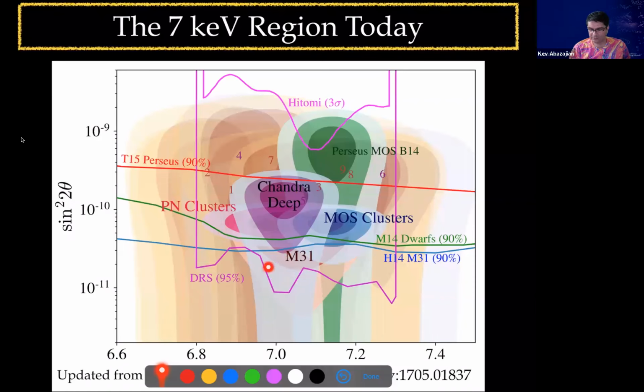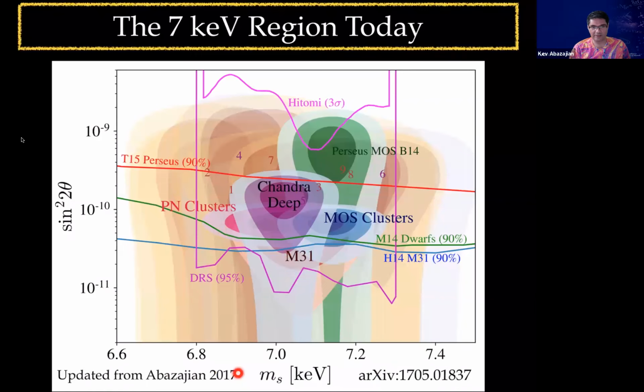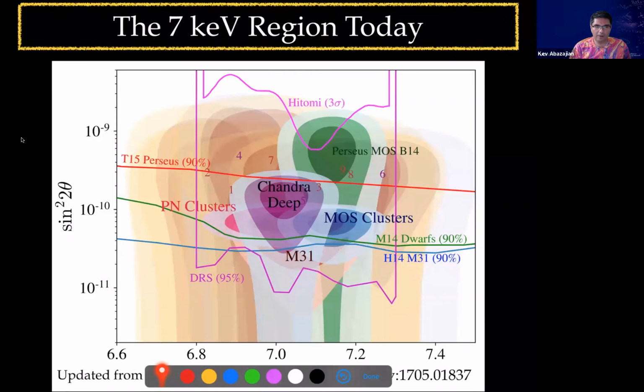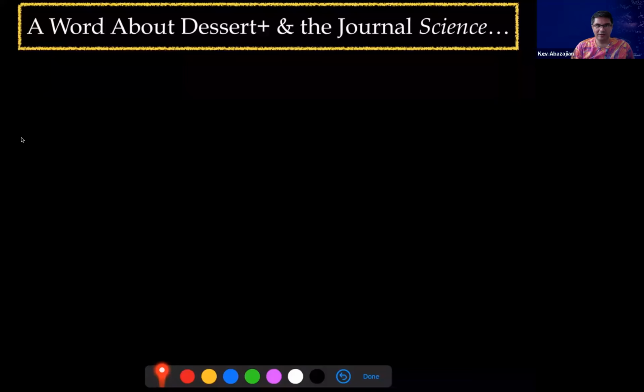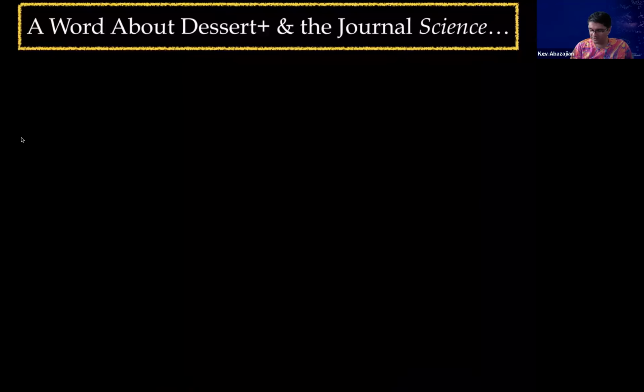Their claimed exclusion was down here at the 10 to the minus 12 level, but really it's about the 2 times 10 to the minus 11 level or so. So is that still the best limit? Who knows? They've got published in this journal called Science, which purports to be among the best journals in the scientific world. And let me just tell you a little bit about what's going on with this journal.